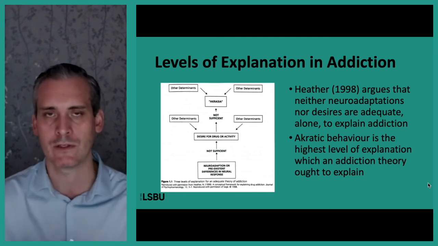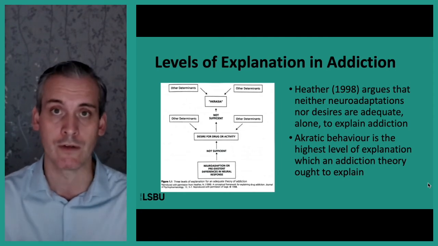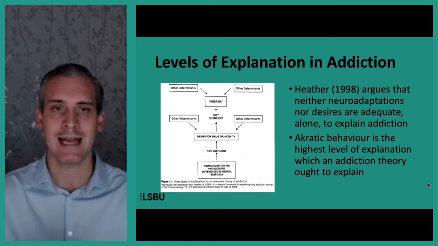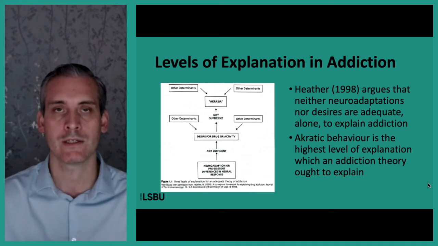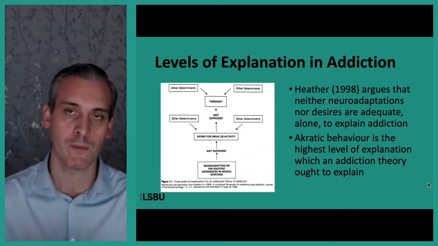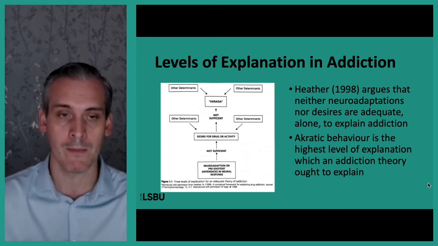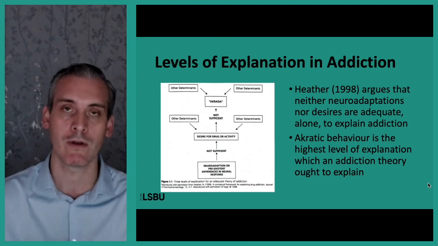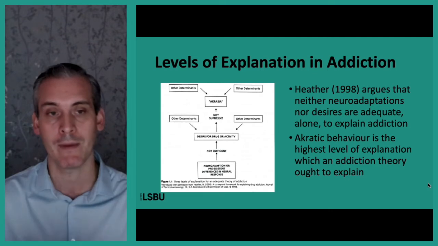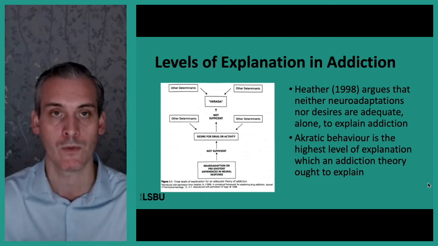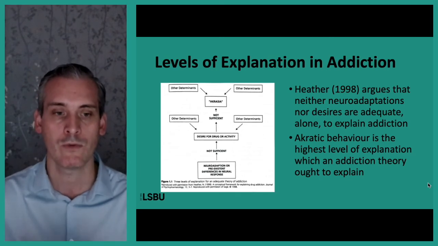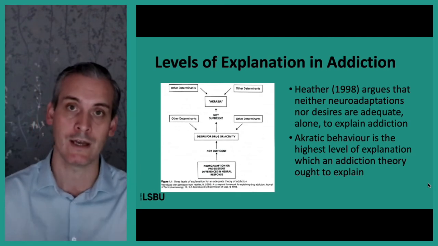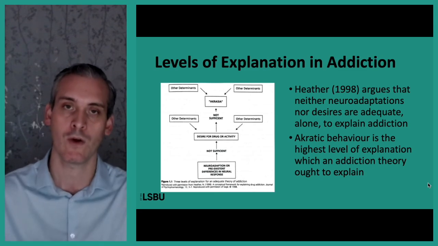Heather's argument was that that's not sufficient. That's just a description of something that's happening in the brain. So an adequate theory of addiction would also need to include an understanding of the role that desires or possibly cravings play in our ongoing behaviour and the ongoing chronic use of a drug, engagement in addictive behaviour over time. But even that on its own, or in combination with the neuroscientific level of understanding, is not sufficient. What Heather was arguing is that acrasia is the thing that actually sits at the top of the explanatory tree.